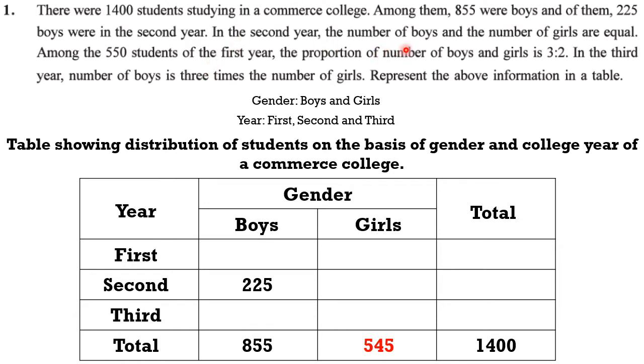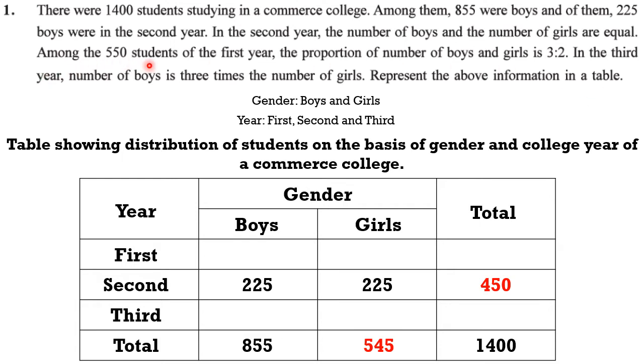Moving on, in the second year the number of boys and girls are equal. Now 225 boys are there and girls are equal to boys, that means the number of girls will also be 225. Now because we have the total of boys and girls of second year, we will just make the total in the total column here as 450, that is the second year total students.